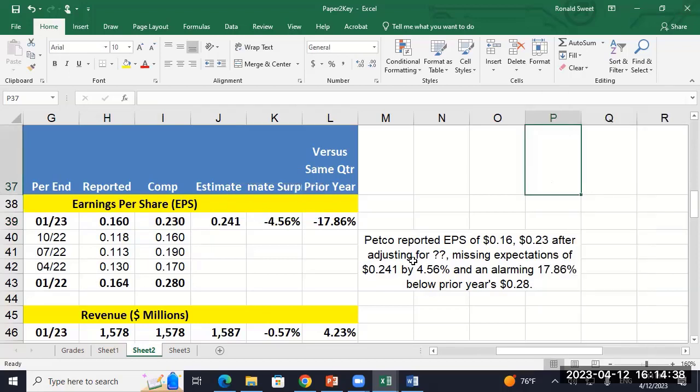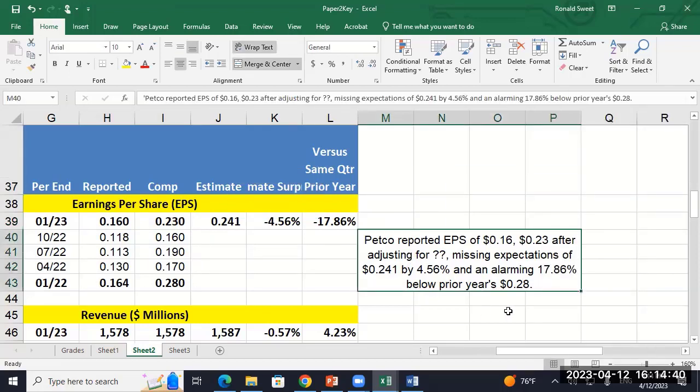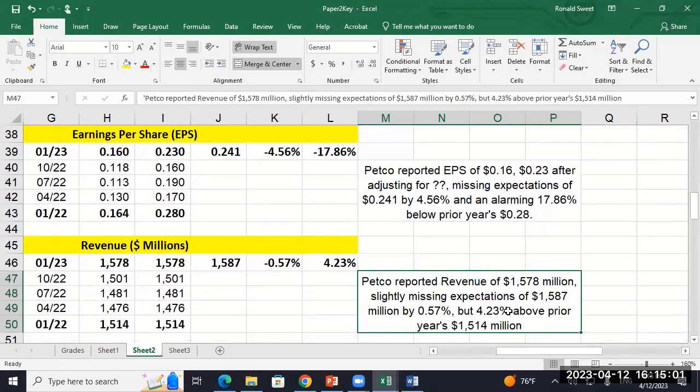So I would say on them, Petco reported earnings per share of 16 cents, 23 cents after adjusting, and we'll see if she has that in her paper. Missing expectations of 24.1 cents by 4.56%, and, I say alarming, 17.86% below prior year's 28 cents. On revenue, they reported 1.6 billion, slightly missing expectations by 0.57%, but 4.23% above last year's.